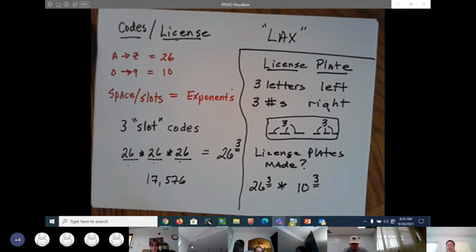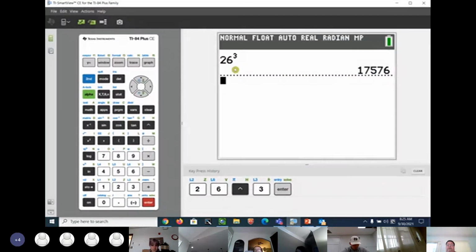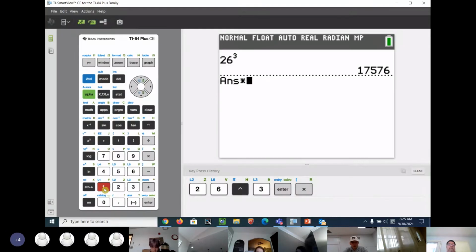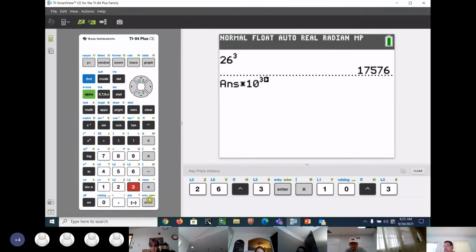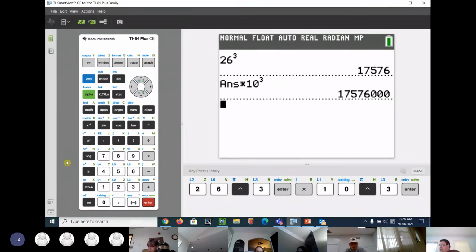So we take our handy dandy calculator, and we already got 26, so we're going to multiply that by 10 to the 3rd power, and that is 17,576,000 different license plates. So hopefully you understand that.